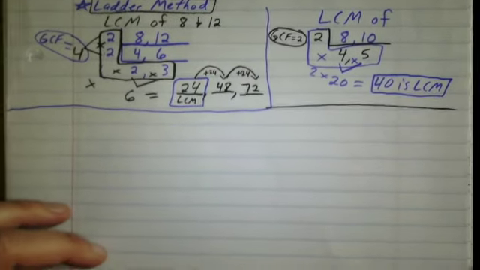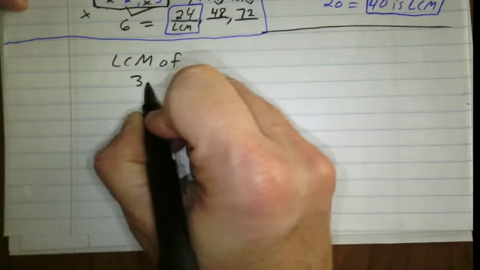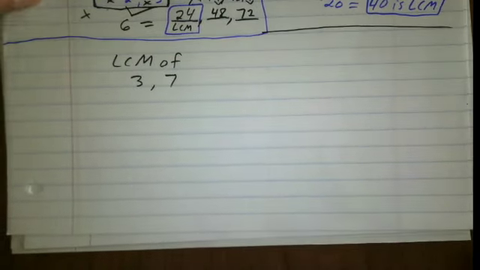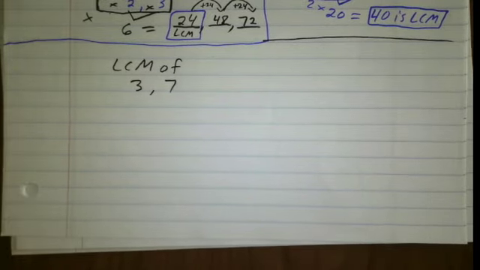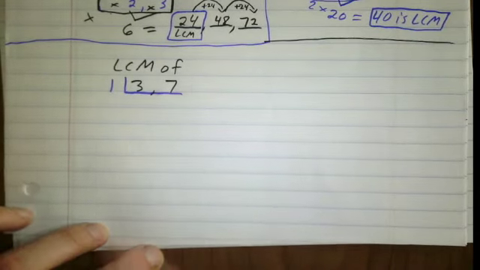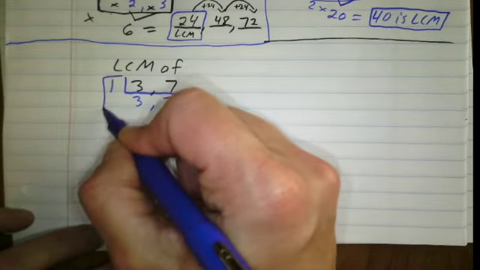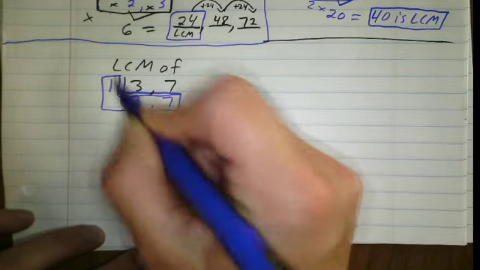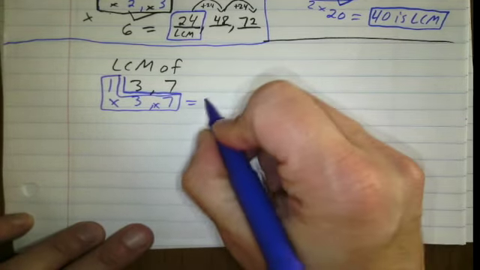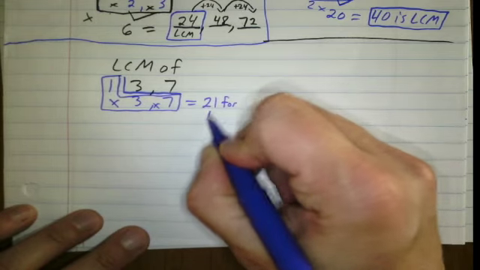Let's try 2 more examples. On the left, I would like you to find the LCM of 3 and 7. What is the least common multiple of 3 and 7? 3 is prime. The only thing that goes into it is 1 and 3. If I try to put a 1 out here, make a rung on the ladder, and I try to divide by 1, 3 divided by 1 is still 3. 7 divided by 1 is still 7. So it's like I didn't even change the problem. If I really try to multiply this whole L, 1 times 3 times 7, I get 21 for the LCM.